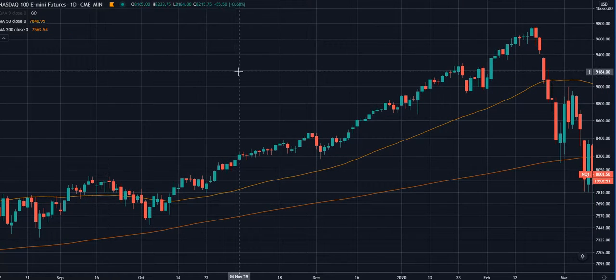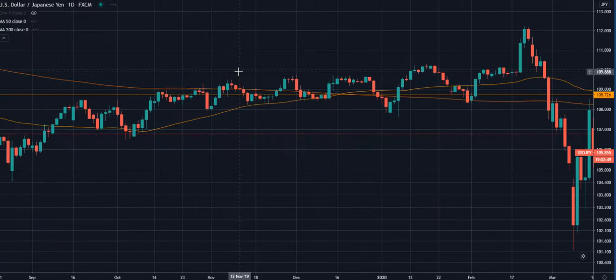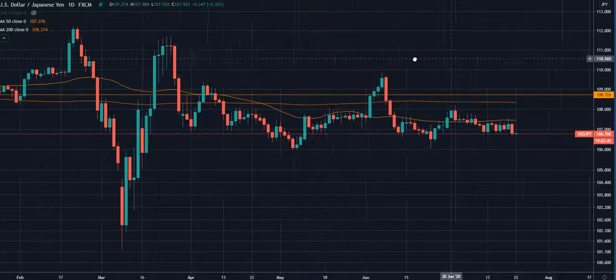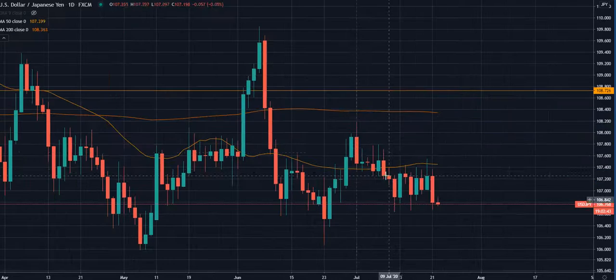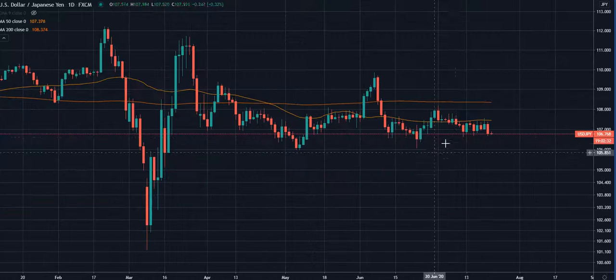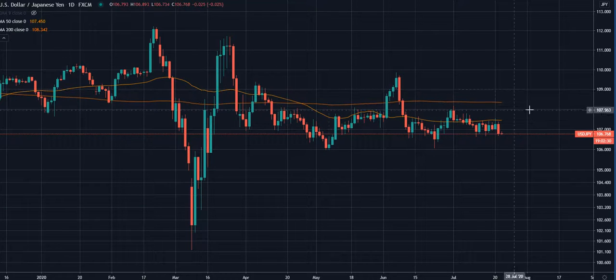Instead of using the Nasdaq, let's go find one of the more interesting pairs of forex, right? So this is the dollar yen. So it's telling you right now, okay? If we remove everything else, the 200 is telling you, okay, I think we're kind of going lower. The 50 is telling you, okay, we might be going lower, right? So it's not extremely clear.